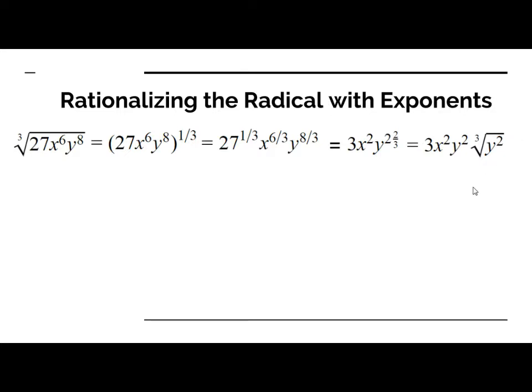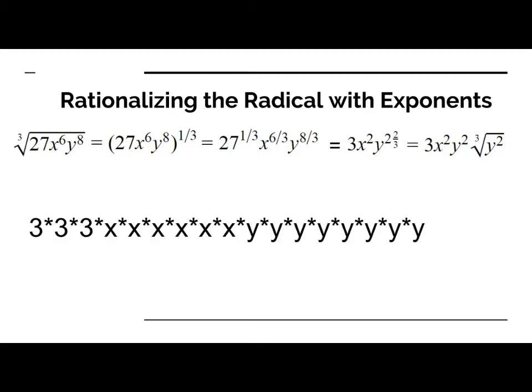That's confusing enough just me saying it. Even me talking about it feels confusing. So I'm going to expand this out. So 27, x to the sixth, y to the eighth. That's what I've written right here. 3 times 3 times 3 is 27. X times x times x times x. We've got 6 x's and 8 y's.